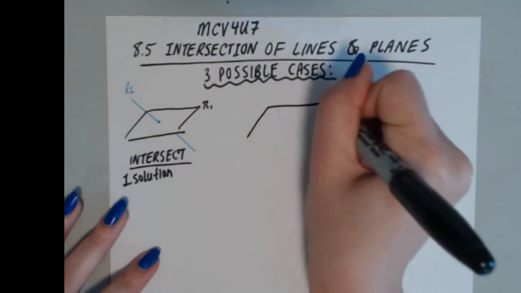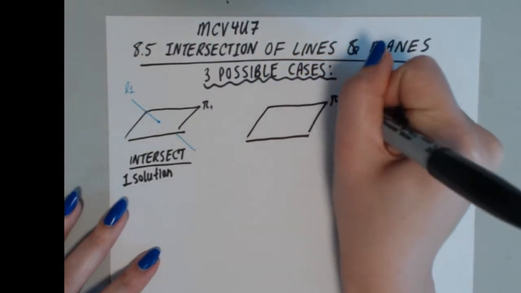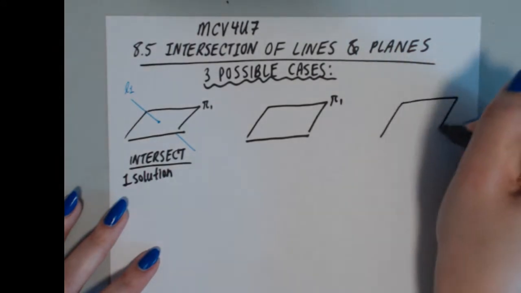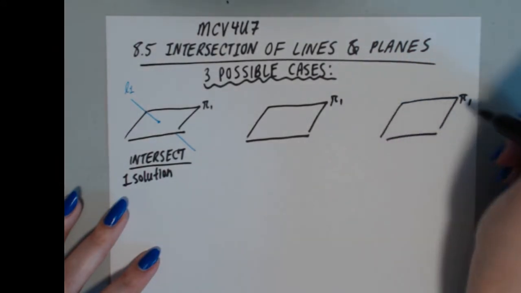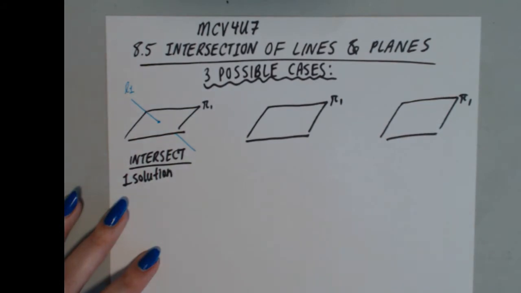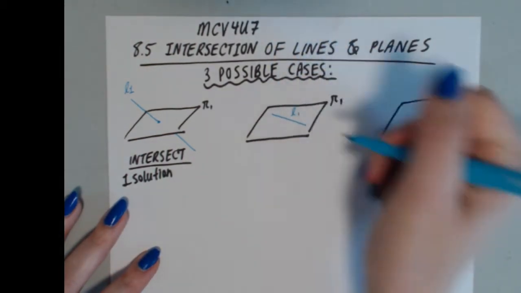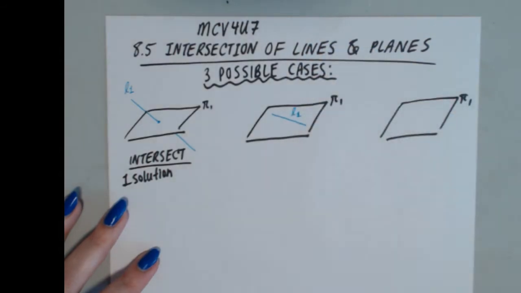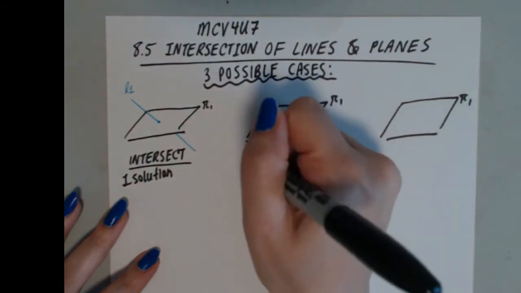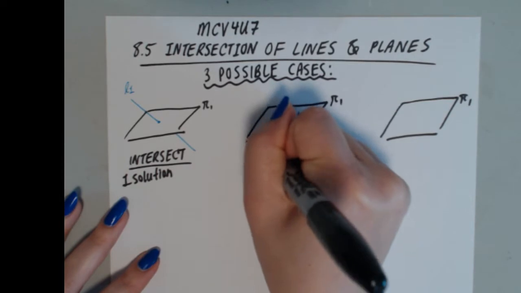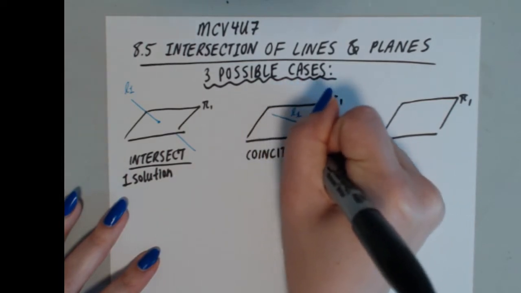Let me just draw two more planes for the other two cases. So there's pi 1 again and pi 1 again. In the second case, we're going to just take that line and place it on the plane itself. So there's L1 right on the plane. This is the case where we say that the line and the plane are coincident.